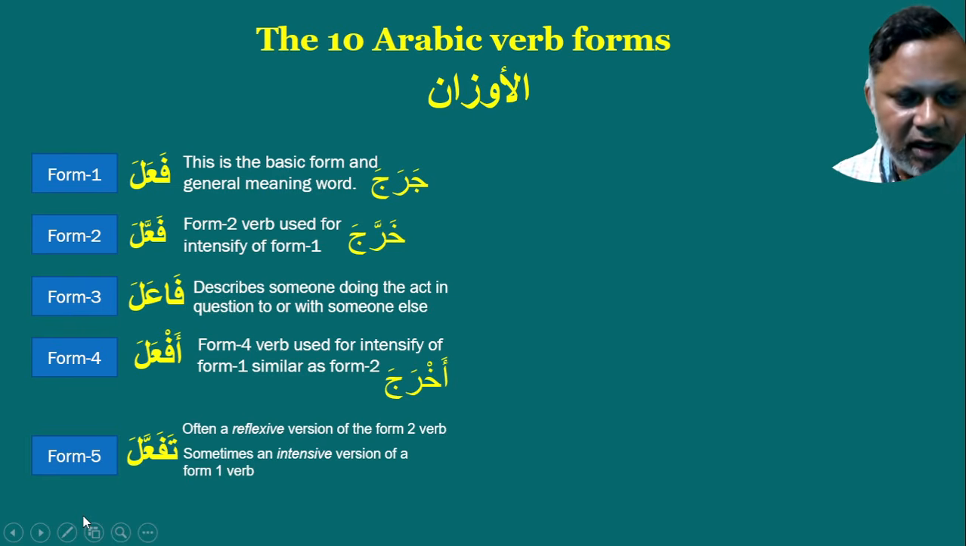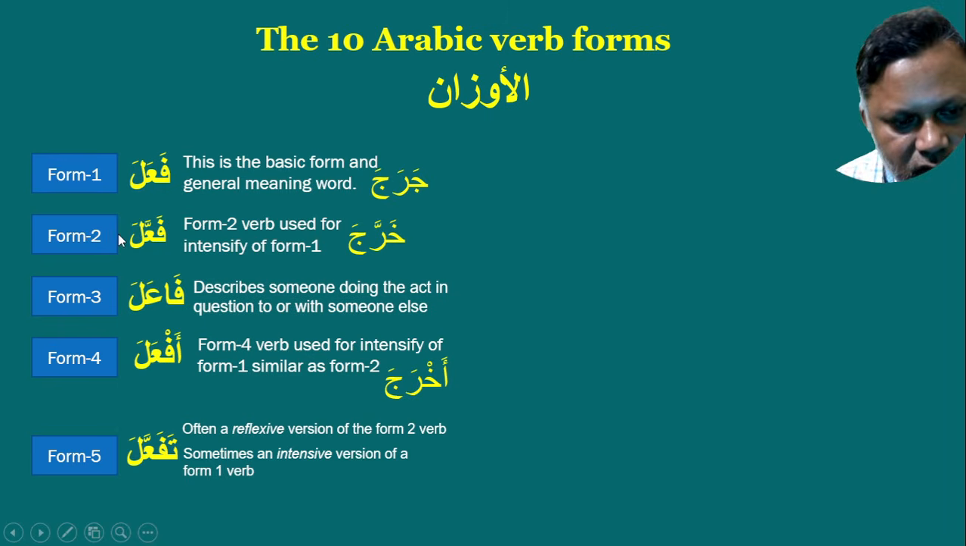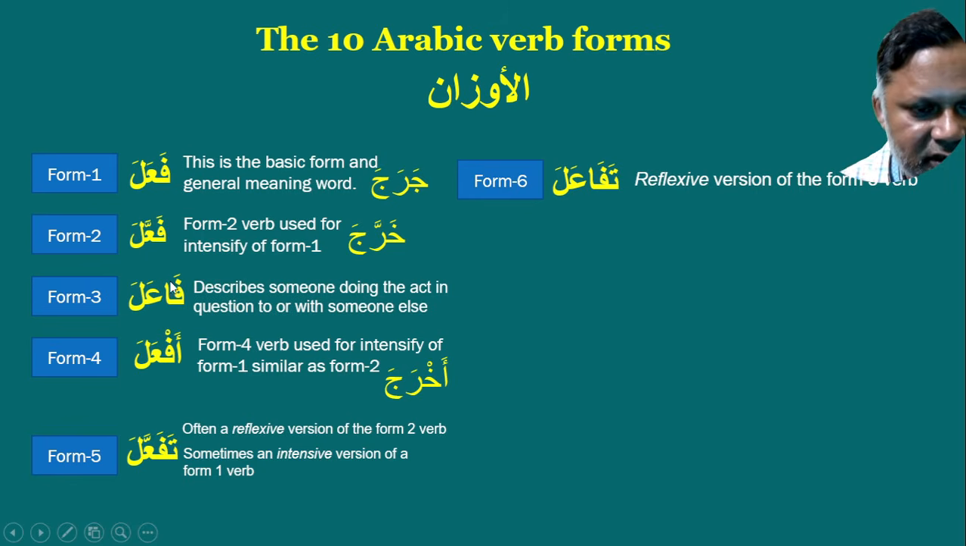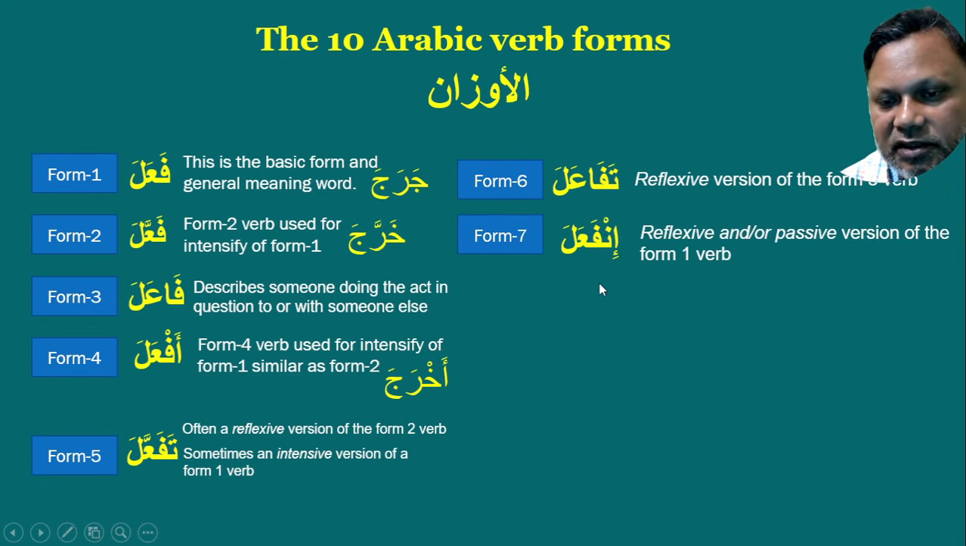Form 5 is tafa''ala. The ta has been added before form 2, tafa''ala. From fa''ala it comes to tafa''ala, which is form 5. And form 6 is tafa'ala. It comes from form 3. Form 3 is fa'ala, and add ta before this form 3, we will get form 6, tafa'ala. And form 7 is infa'ala. Just put in before form 1, we will get infa'ala.